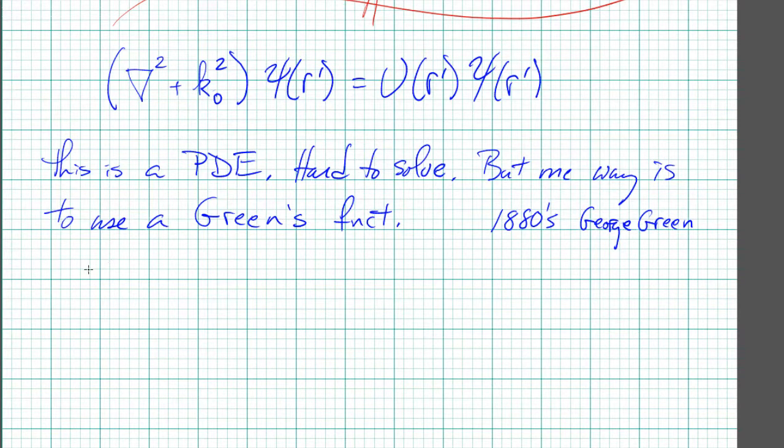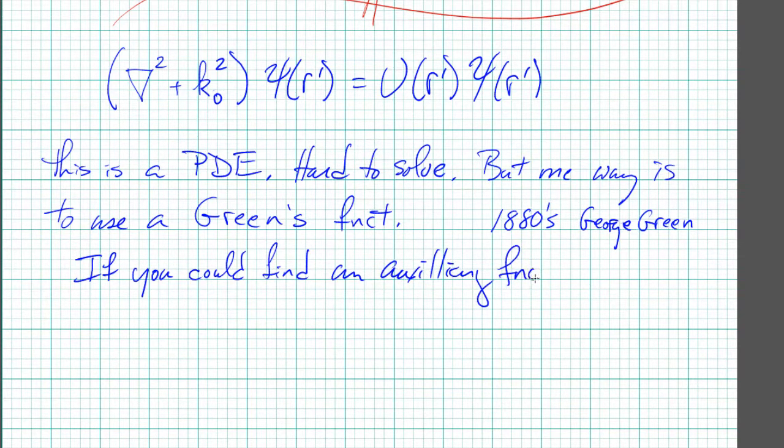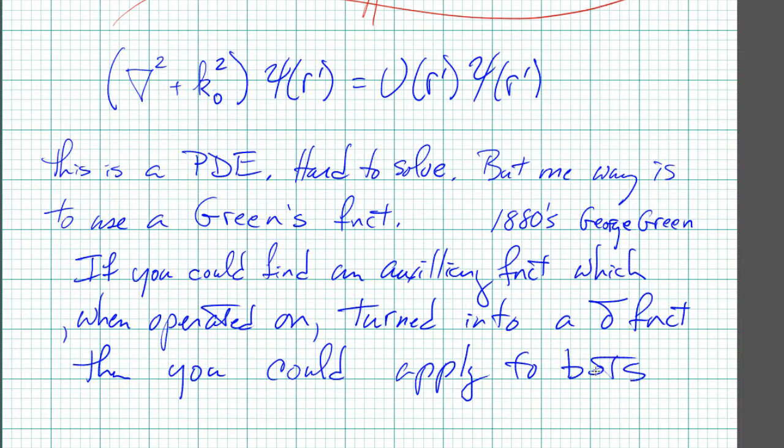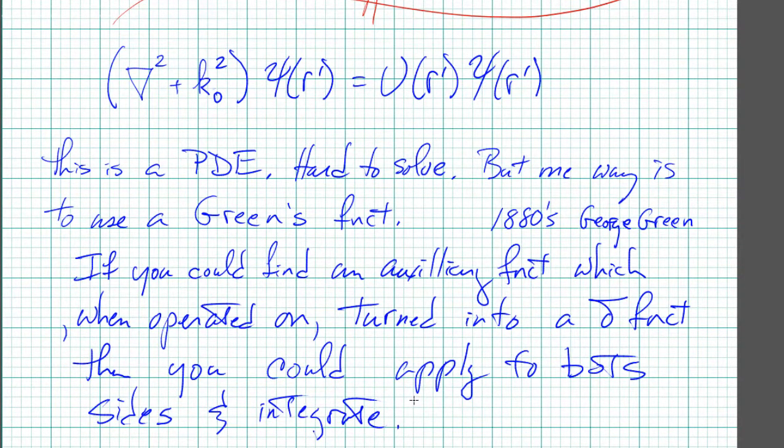And the idea was, if you could find an auxiliary function which, when operated on, turned into a delta function, then you could apply it to both sides and integrate. What's that look like?